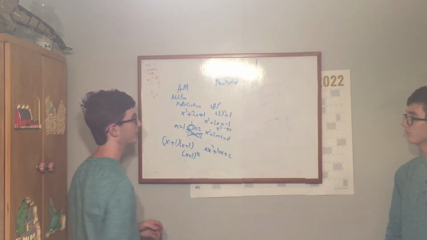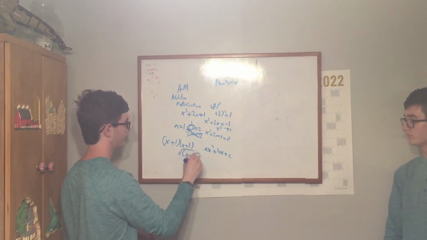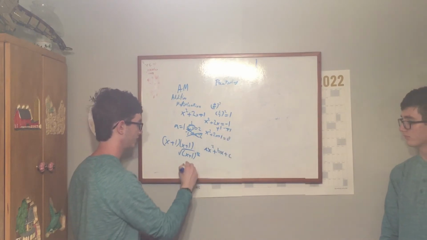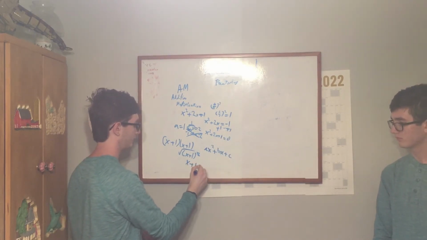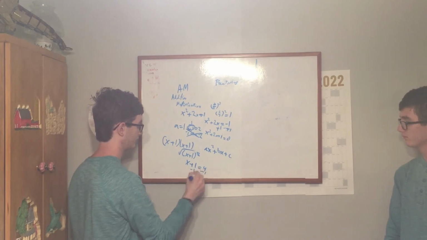If you did have a value over here, which usually you do, you find the square root of this and the other side, and then you're left with just x plus 1 equals something, and then you combine like terms, or solve for x.